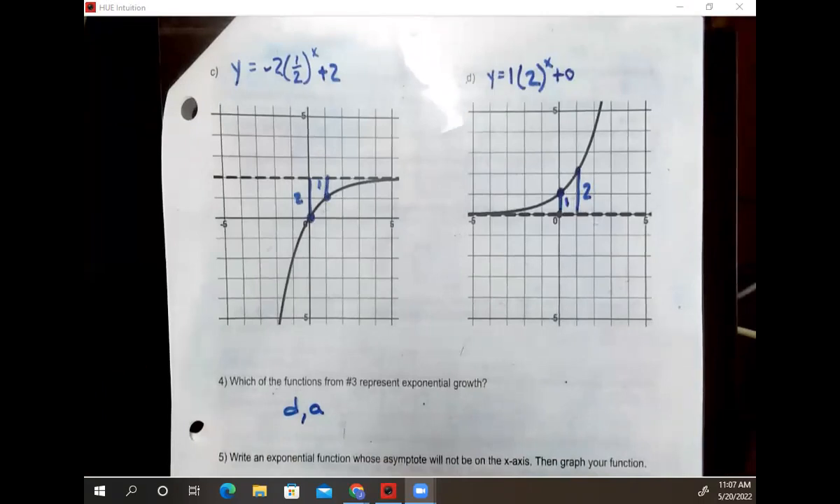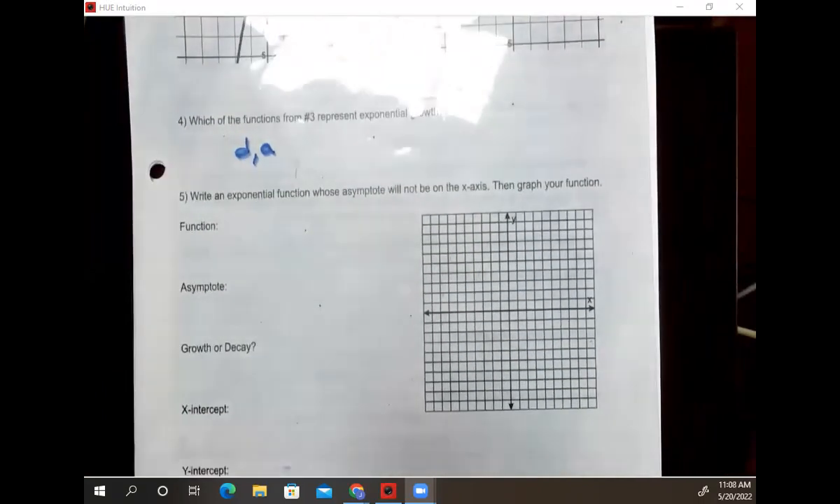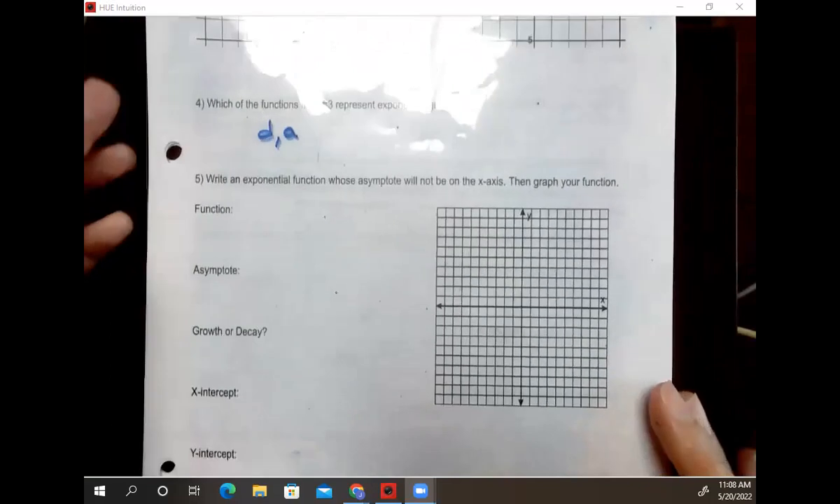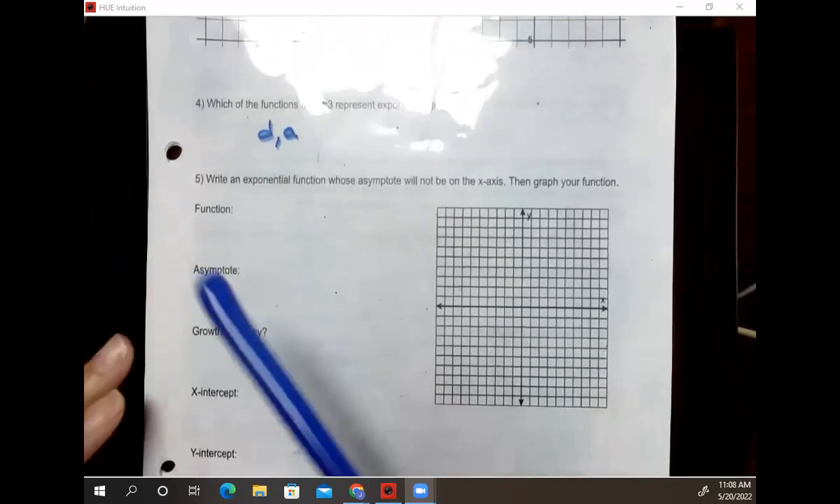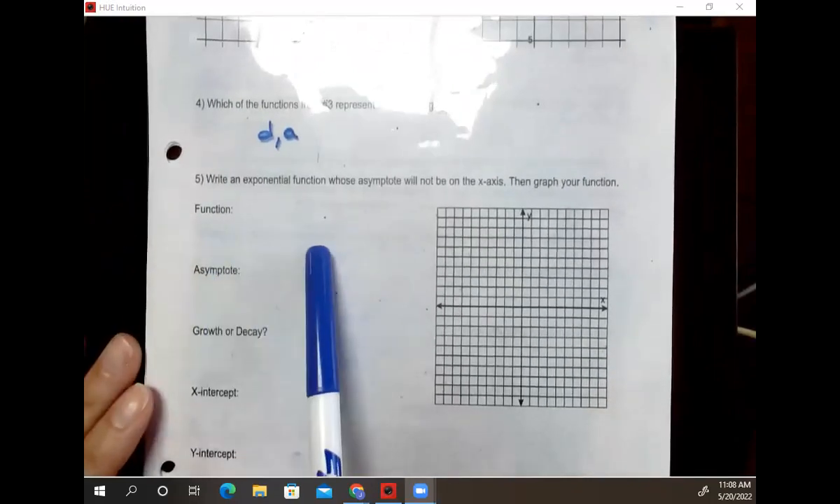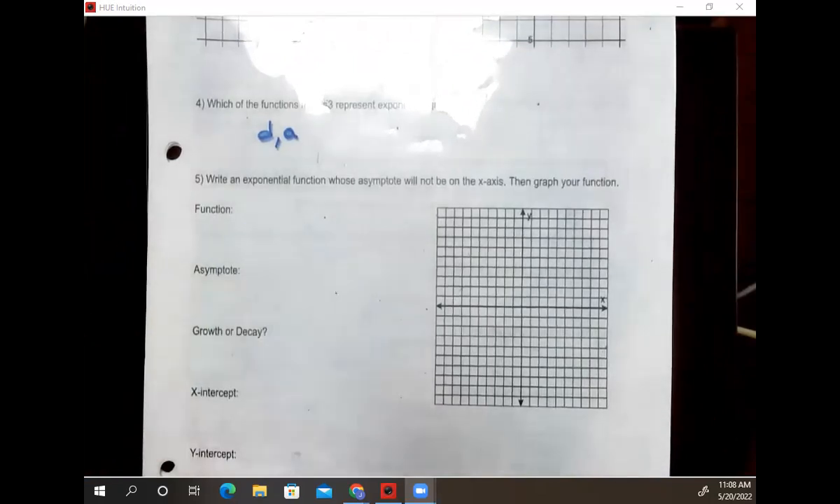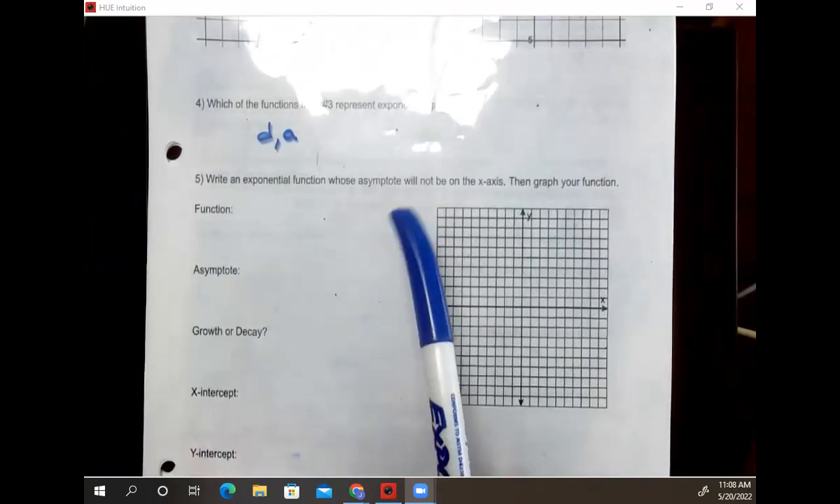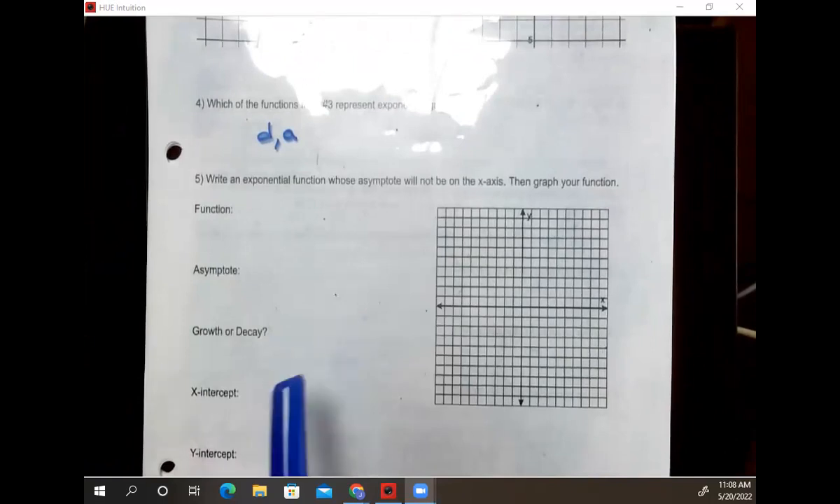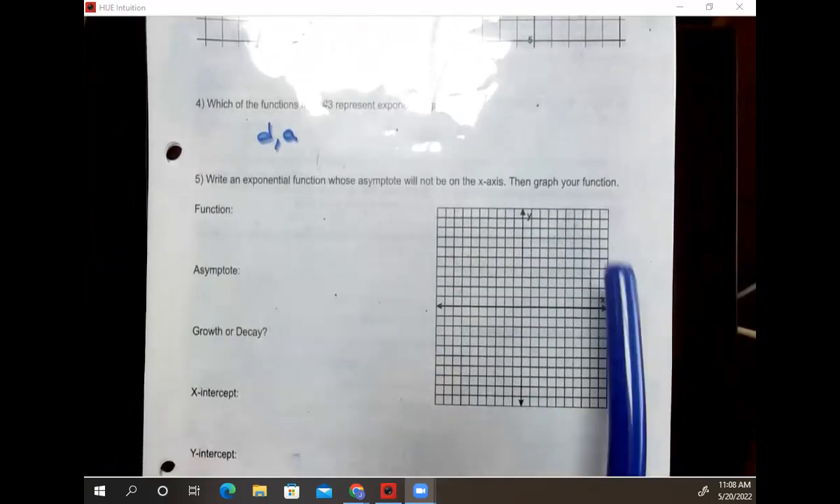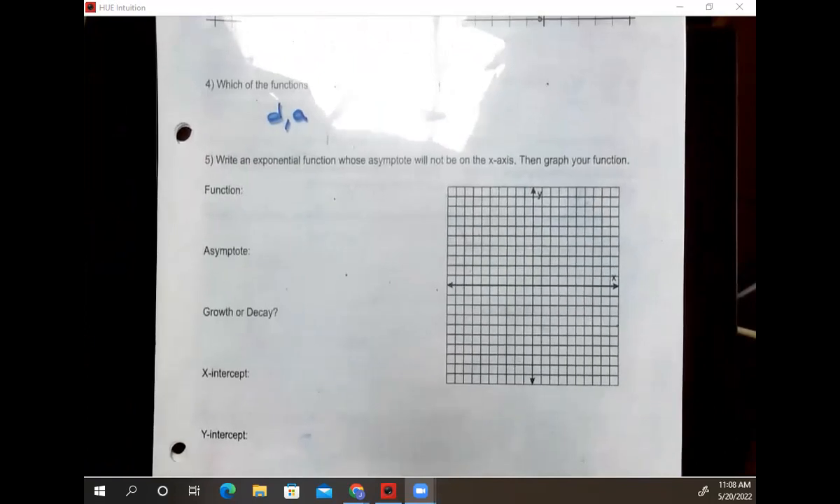Okay, last thing for today. For number 5, everybody on their own is going to write an exponential function. I don't care what it is, as long as it's not one that we just did together, and the asymptote is not on the x-axis. Okay, so those are your 2 criteria. You are writing a function that's not one we've already done together today, and its asymptote is not on the x-axis. Then I want you to graph your function and answer your questions here.